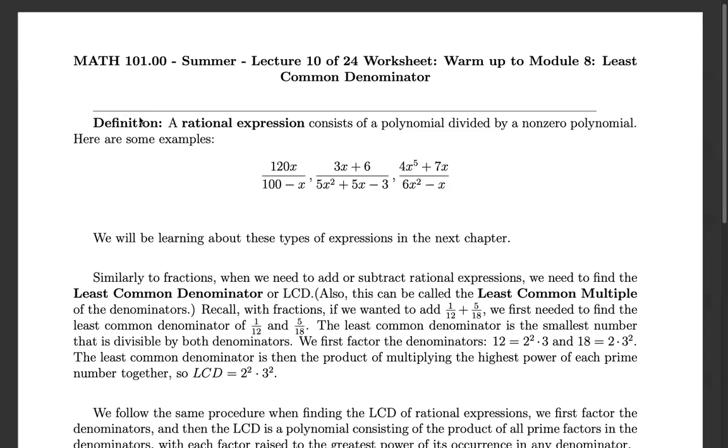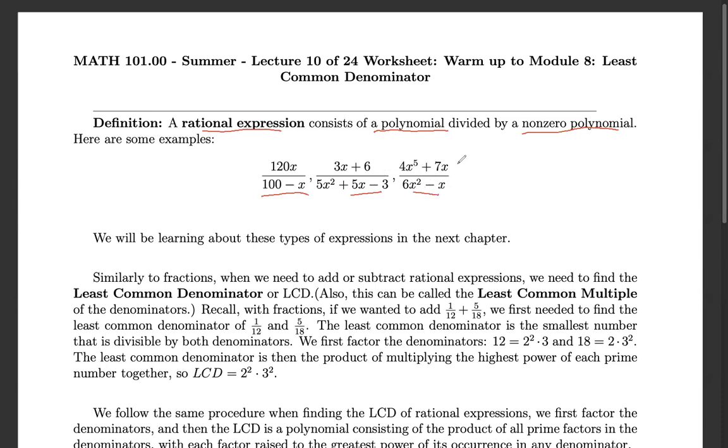So far we have learned polynomials. But if we use a polynomial to divide by another non-zero polynomial, we get something called a rational expression. So you see this one, the numerator is a polynomial degree 1. The denominator is also a polynomial degree 1. The second one, the numerator is a polynomial degree 1 or linear. The denominator is a polynomial degree 2 or quadratic.